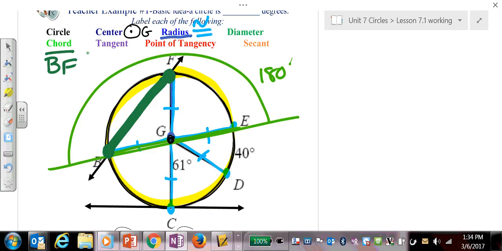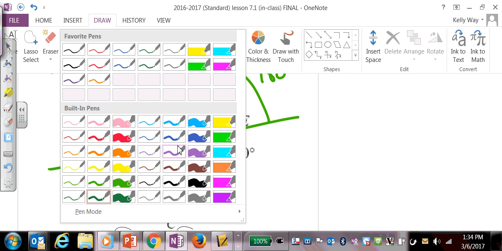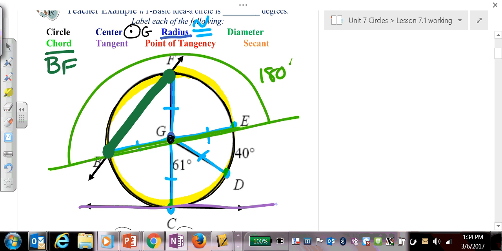All right. Go like this with your arm. Say touch. Tangent. We're going to say touch. Tangent. Okay, so a tangent is a line that just touches the circle from the outside. Touches it at one point.